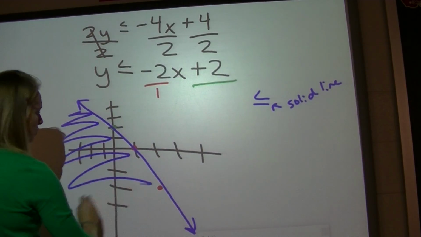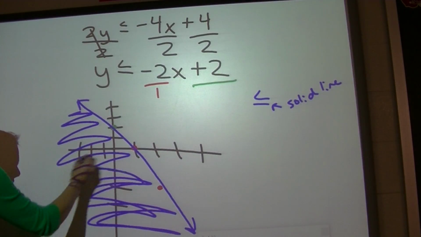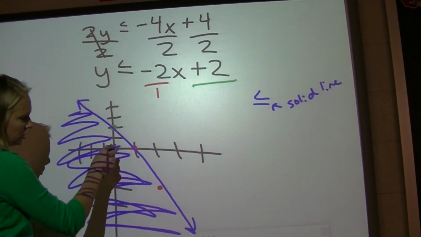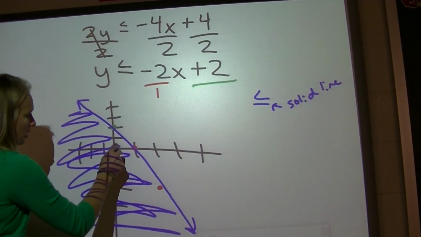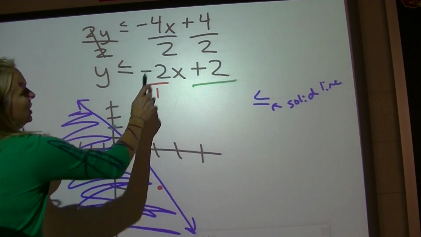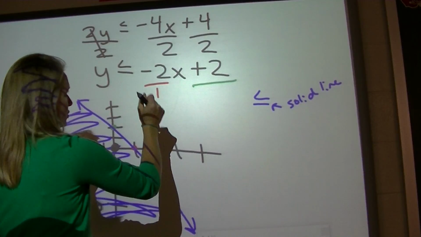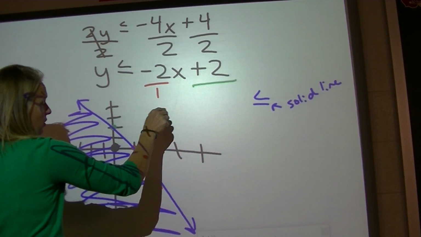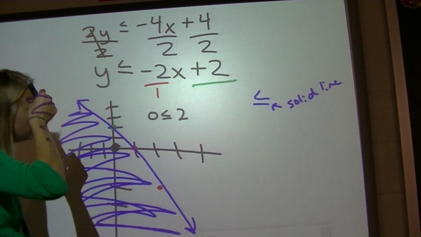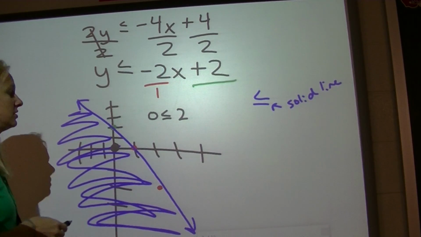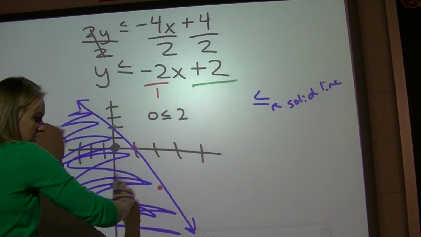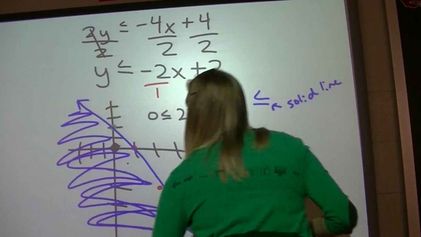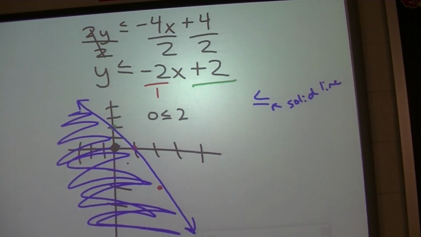Where I know in Algebra 1, you were probably always taught, if you don't know where to shade, check a point. The easiest point to check is 0, 0. Okay, so in this case, let's check 0, 0. Negative 2 times 0 is 0, 0 plus 2 is 2. And then is 0 less than or equal to 2? Yes, it is. So because it is, you shade towards that ordered pair. So that's how you would graph a linear inequality.